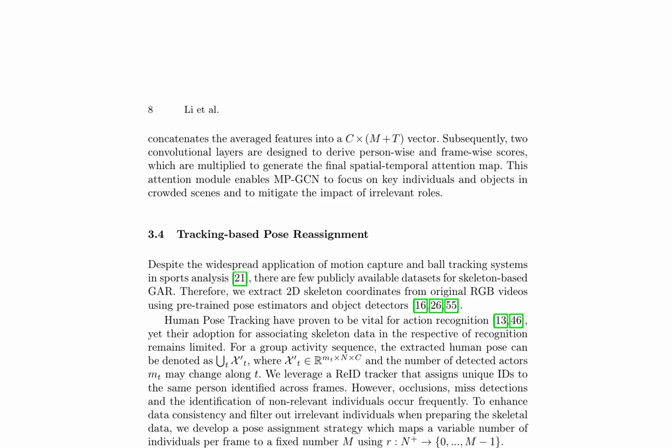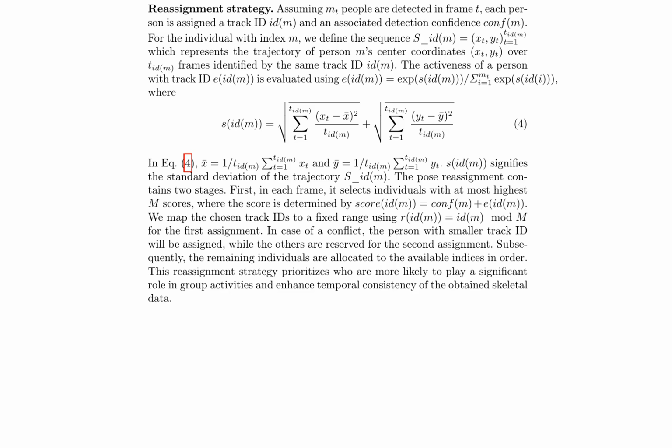The basic block consists of a spatial graph convolution, SGC, multi-scaled temporal convolutional network, TCN, and spatial temporal person attention block with module-wise residual links. The SGC operates on the entire panoramic graph, maintaining the graph scale throughout the network, while the TCN captures temporal dynamics in consecutive frames. The spatial temporal person attention module computes attention scores for individuals across frames, enabling the MP-GCN to focus on key individuals and objects in crowded scenes.